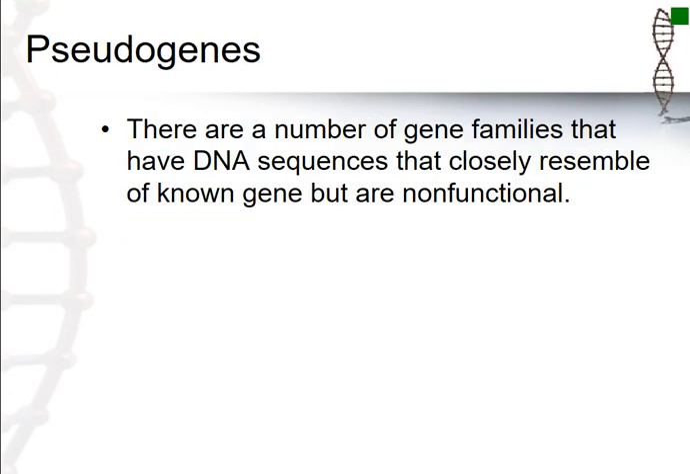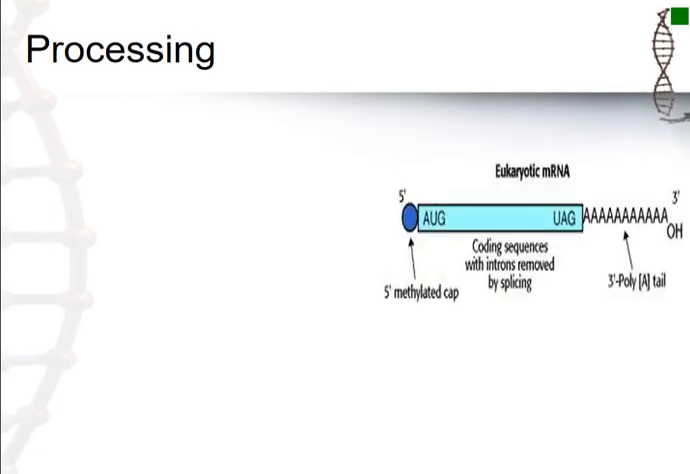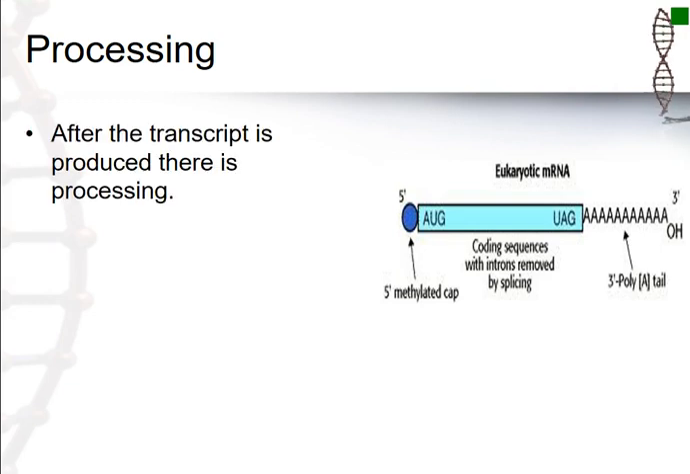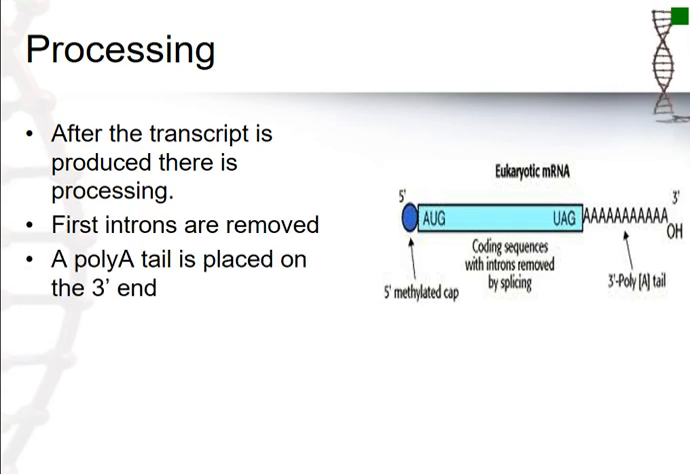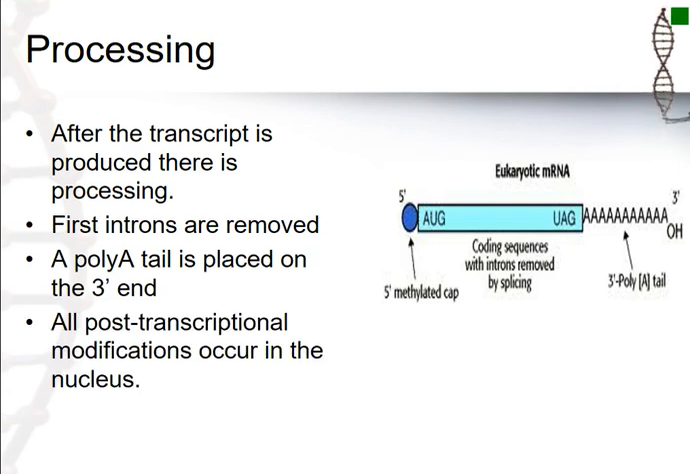Pseudogenes are gene families that closely resemble known genes but don't have function. They were probably used in the past. And there are a significant number of what we call pseudogenes. Processing: after the transcript is produced, there are a number of processes. We talked about putting on the poly A tail. But another thing, we remove the introns, put on the poly A tail, and then put a methyl cap on the 5' end. And all these modifications of the RNA occur in the nucleus.